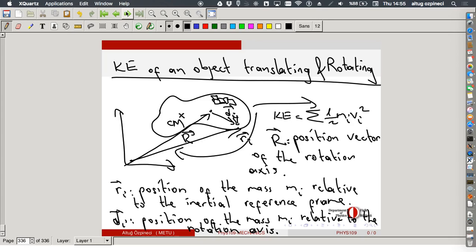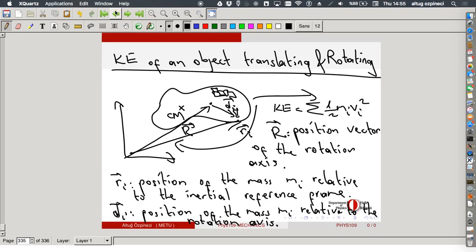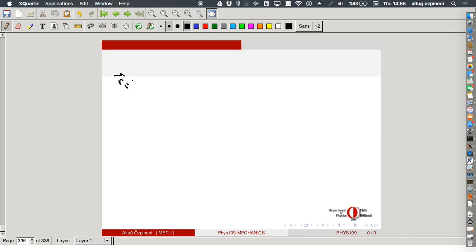And then, if you just remember vector addition, this small ri vector is nothing but the large R plus di. Any questions up to this point? This is the position of the axis. This is the position of my mass relative to the axis. So if I just sum them up, I get the position relative to my inertial reference frame.